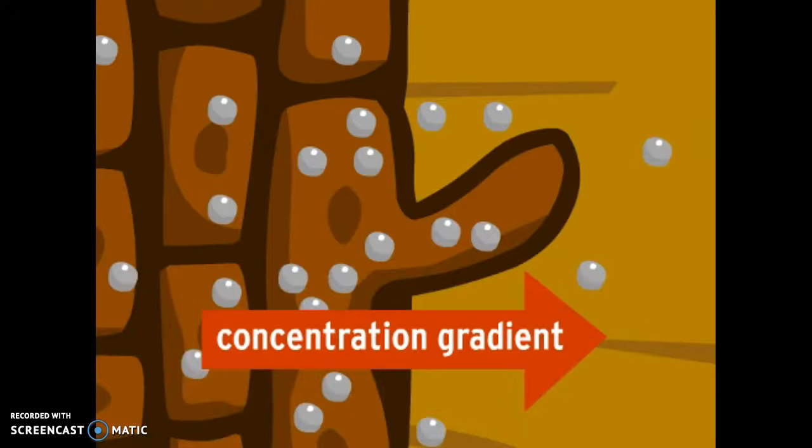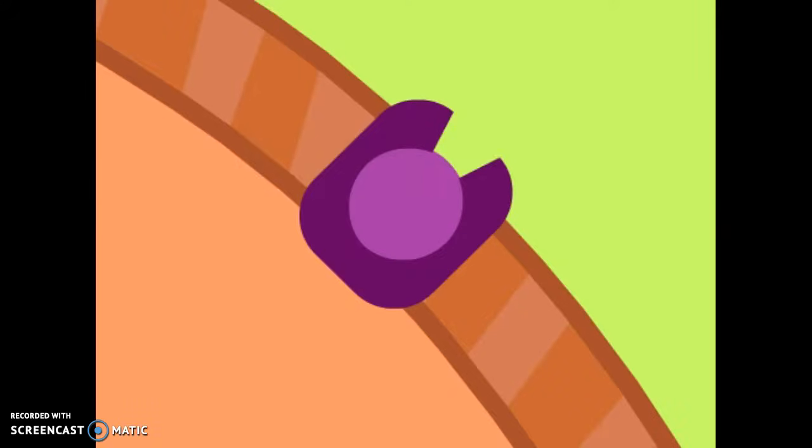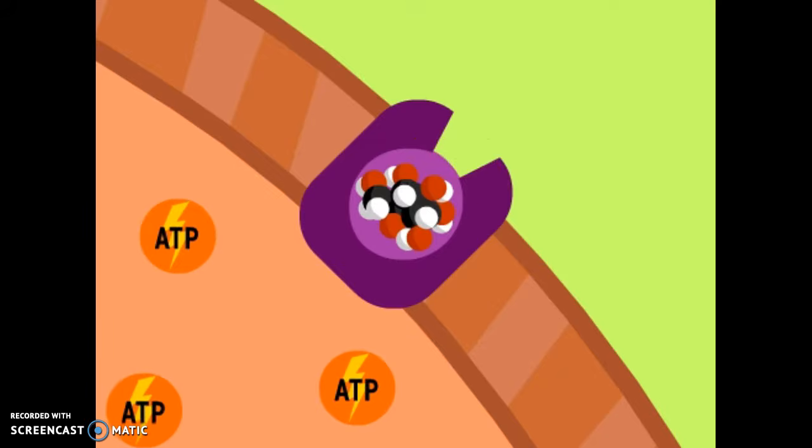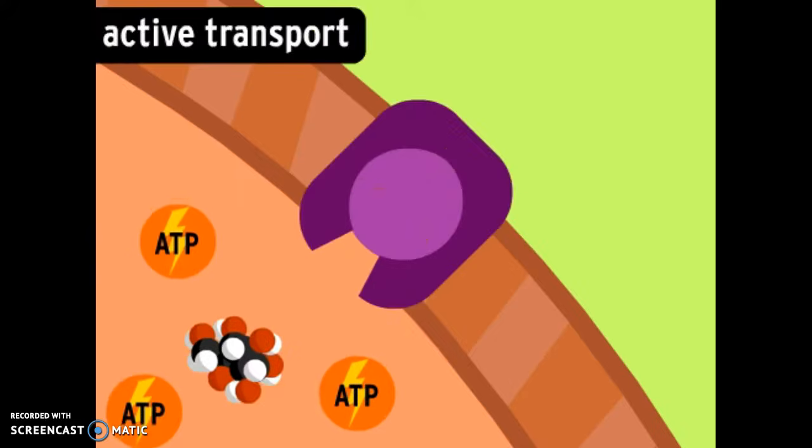Sometimes a cell will move substances up the concentration gradient. And food particles, like glucose, are too big to get through the gaps in the cell membrane. When a cell has to use energy to move substances across its membrane, it's called active transport. But that's really a whole other subject.